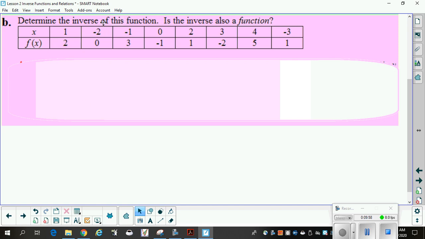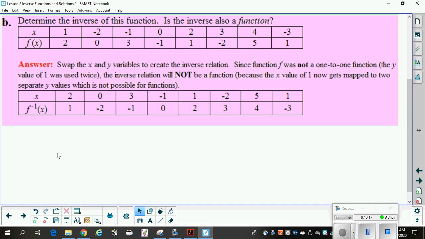For this second one, determine the inverse of this function first, and then whether it is also a function. Well, the one thing I can do is look immediately at the y's and go 2, 0, 3, -1, 1, -2, 5, 1. Ooh, 1 and 1. Nope, the inverse will not be a function. But when I find the inverse, I simply swap everything. Okay?